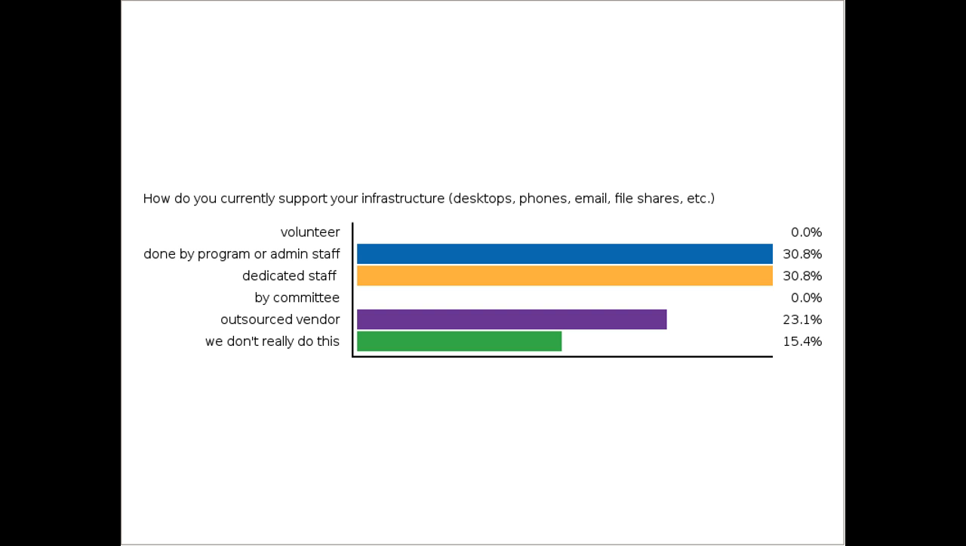So if we take a look here at the infrastructure piece, I'm really pleased to see that no one is using volunteers to support their infrastructure. I think that's great. It doesn't surprise me that a lot is being done by program or admin staff, right? That's sort of the accidental techie model. I'm a little surprised that so many organizations are having dedicated IT staff doing this versus an outsourced vendor. But my guess is that those dedicated staff are doing things besides just this. So I think we'd find that those dedicated staff are also probably doing databases and the rest, which I think is great. So nothing too shocking here.